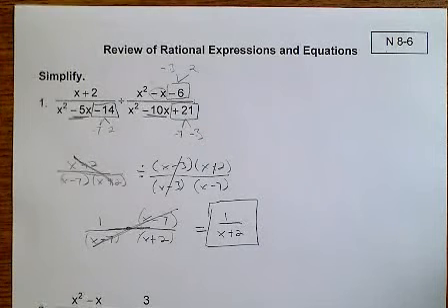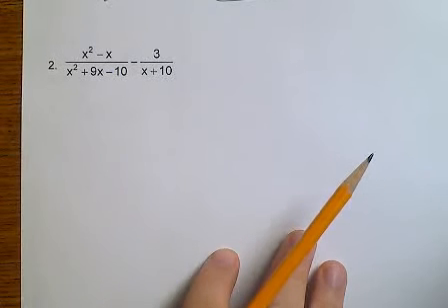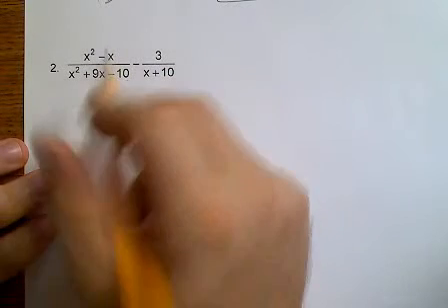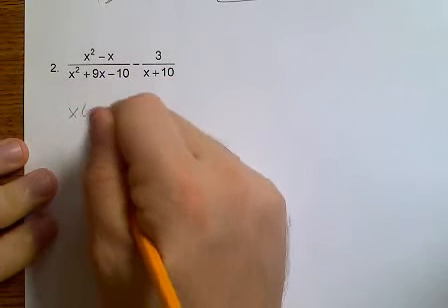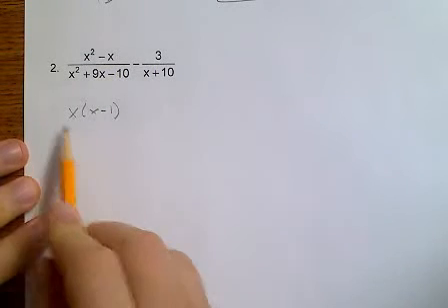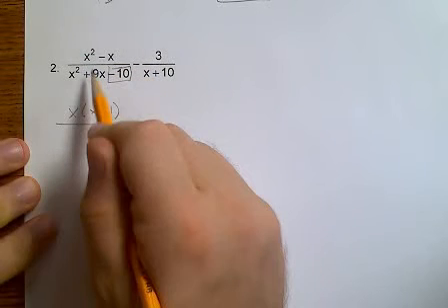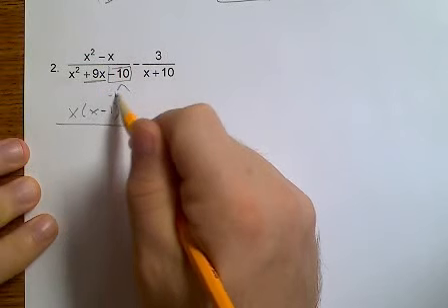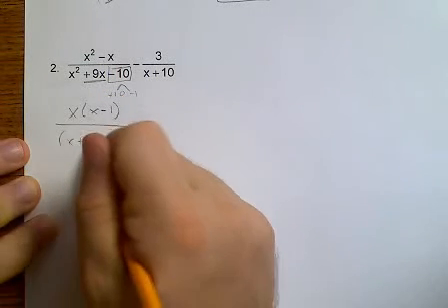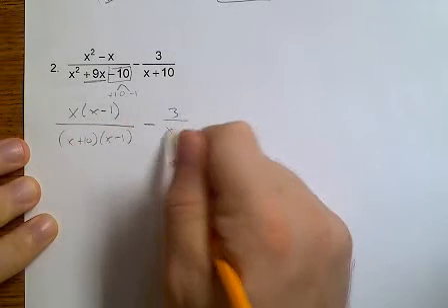So let's take a look at example number 2. Alright, let's factor. This top one will factor to x times x minus 1, because I can pull an x out of both of those. On the bottom, I want something that will multiply to negative 10, add to 9. Well, that would be a positive 10 and a negative 1. So x plus 10, x minus 1, minus 3 over x plus 10.